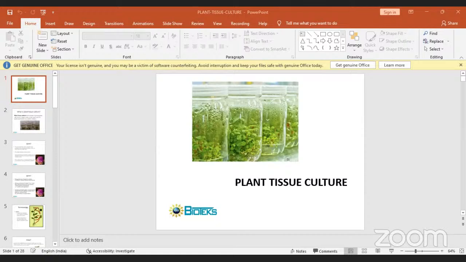Plant tissue culture is used in plant science, forestry, and horticulture. Clonal propagation, micropropagation, production of virus-free plants, and germplasm conservation are very, very important things. That's why I'm repeating them a second time. Germplasm conservation through tissue culture.